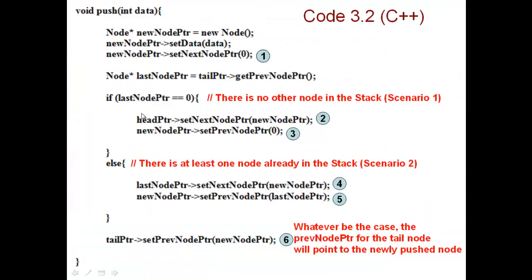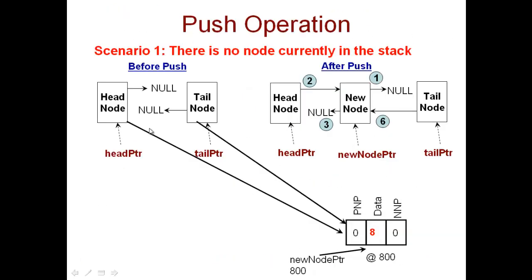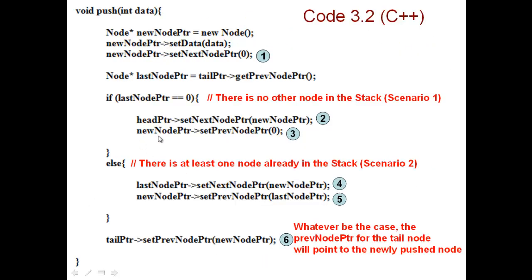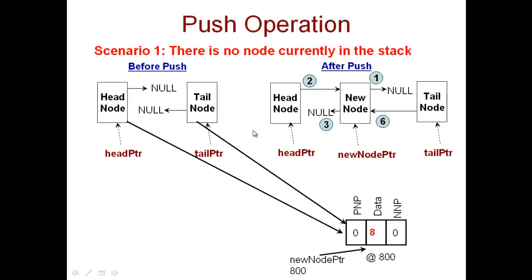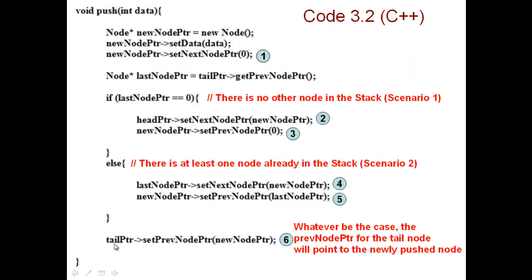So if the last node pointer is null, that means there's no node currently previous to the tail node, which means the stack is empty. That means the head node's next node pointer should be set to the new node pointer. Okay, that means you're creating the link in the forward direction from the head node to this node. Then I am setting the new node's previous node pointer to be null. And then you come out of the if block and set up this link from the tail node to this node. The tail pointer arrow set previous node pointer to be the new node pointer.